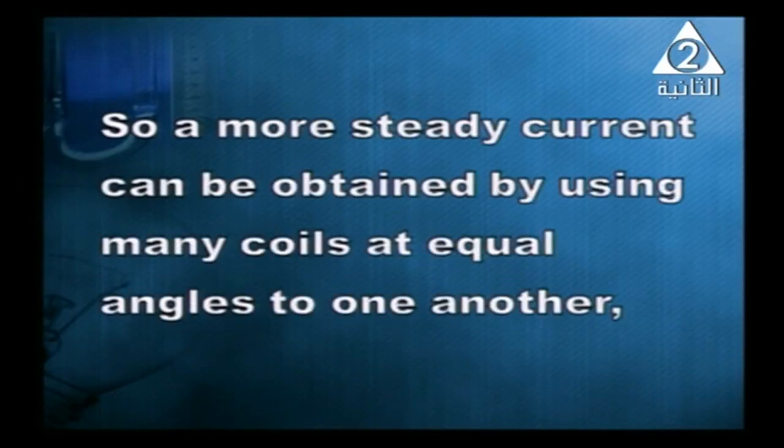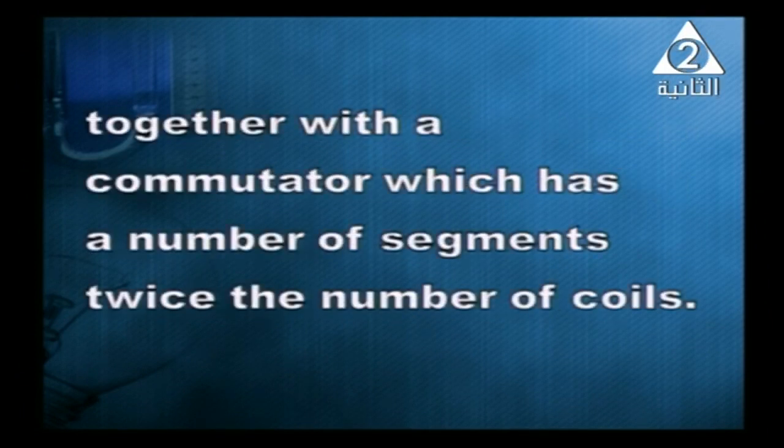And finally, a more steady current can be obtained by using many coils at equal angles to one another. And what about the segments of the commutator? The number of segments should be twice the number of coils. So we use many coils together with a commutator which has a number of segments twice the number of coils.